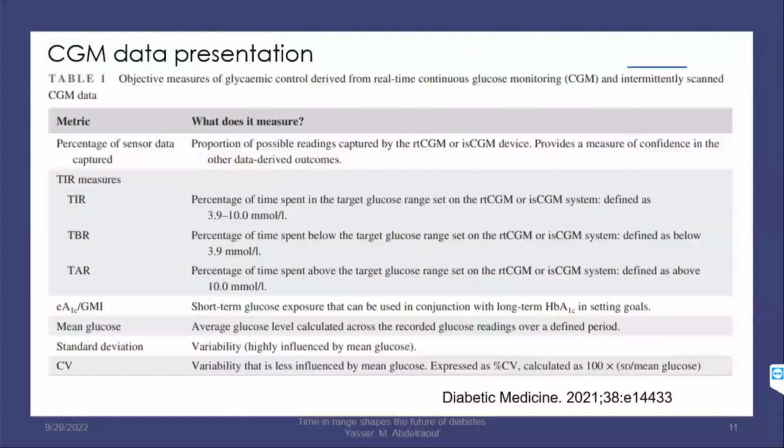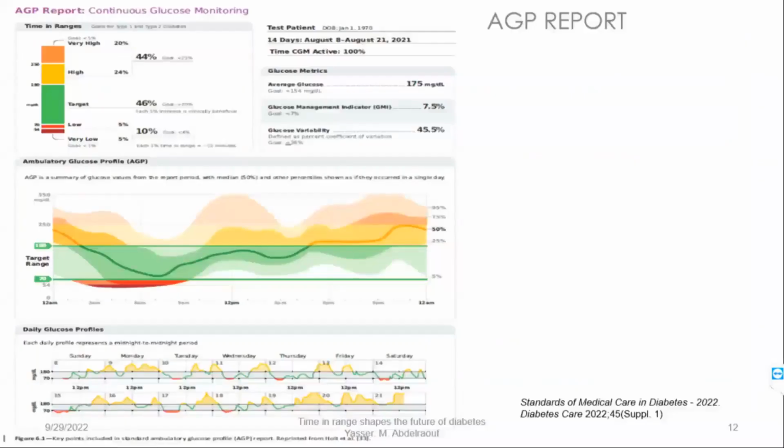These are the parameters which you can get from continuous glucose monitoring devices. The device should give you the time in which it was active. And as long as the activity is high, the other data will be reliable. And it gives you the time in range, below range, above range, and gives you the estimated hemoglobin A1C, which is the glucose management indicator, and gives you some data about the glucose variability using the standard deviation and the coefficient of variation. And I will show you an example of the data which can be derived from continuous glucose monitoring.